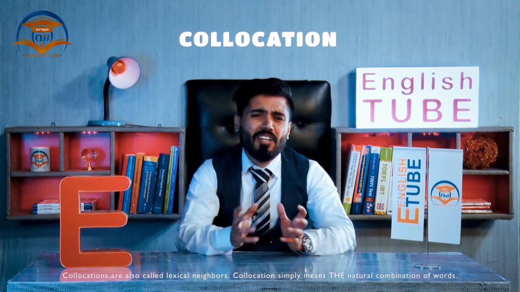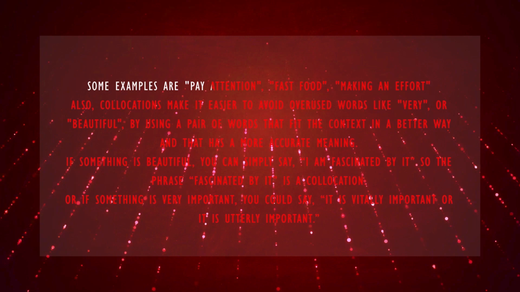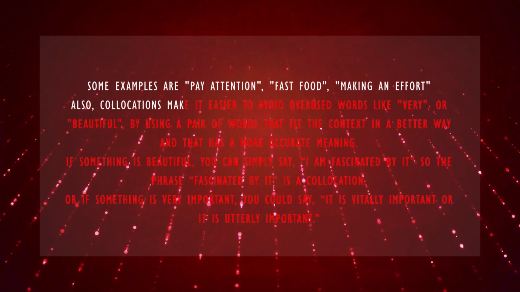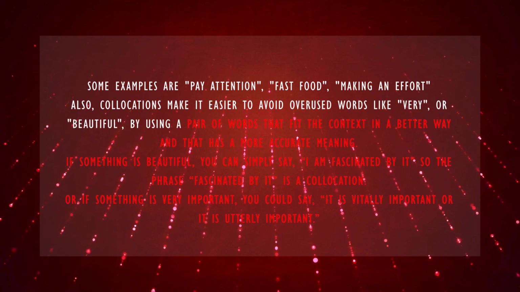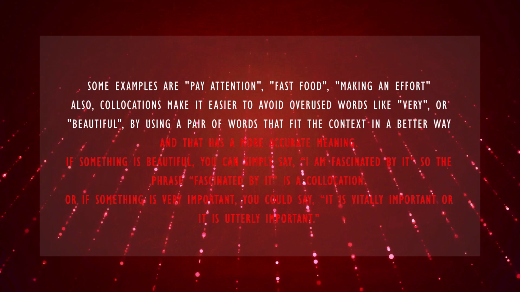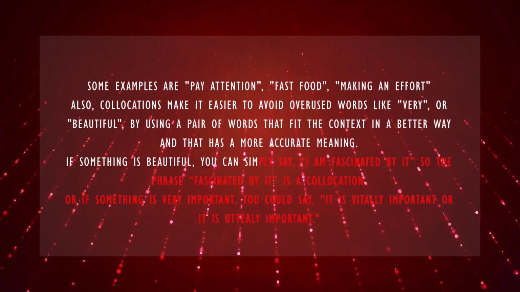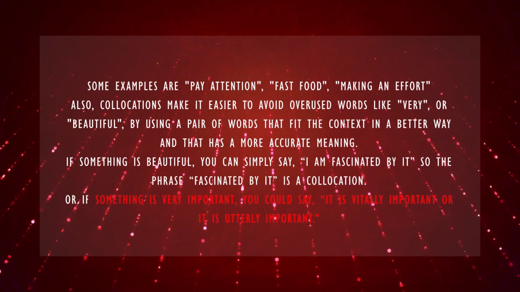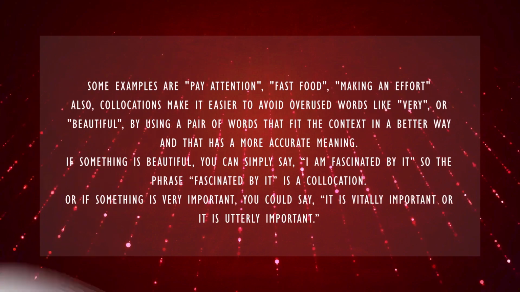Collocation. Collocations are also called lexical neighbors. Collocation simply means a natural combination of words together. Some examples are pay attention, fast food, making an effort. Also, collocations make it easier to avoid overused words like very or beautiful by using a pair of words that fit the context in a better way and that has a more accurate meaning. If something is beautiful, you can simply say, "I'm fascinated by it." So the phrase "fascinated by it" is a collocation. Or if something is very important, you could say it's vitally important, or it is utterly important.